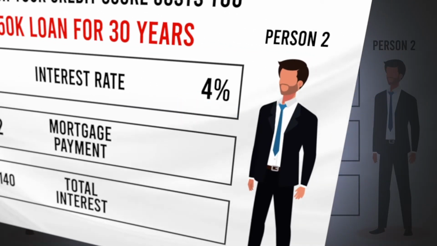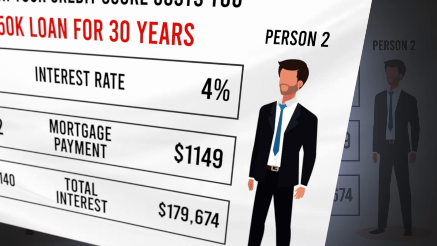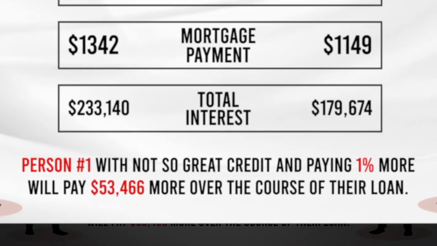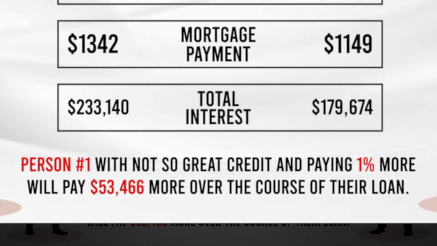Their overall mortgage payment would be $1,149 a month, and the total interest paid over the course of the loan is just over $179,000. So just that 1% difference in interest rate is a difference of $53,000 to $54,000 over the course of the loan.